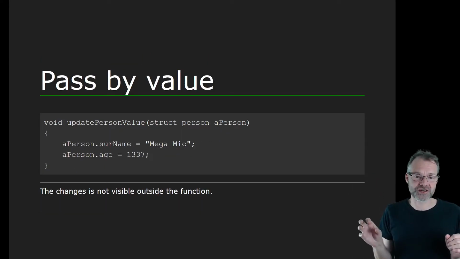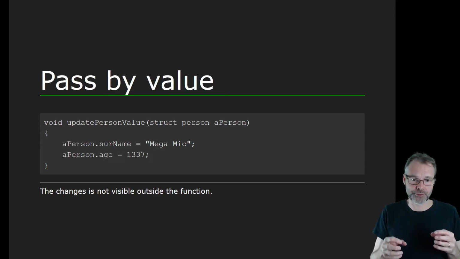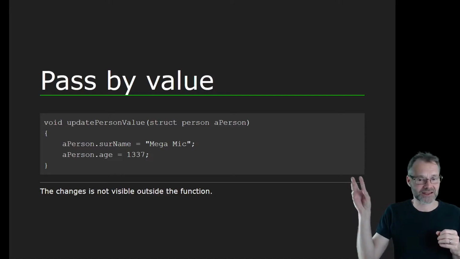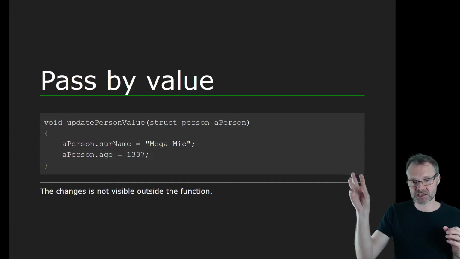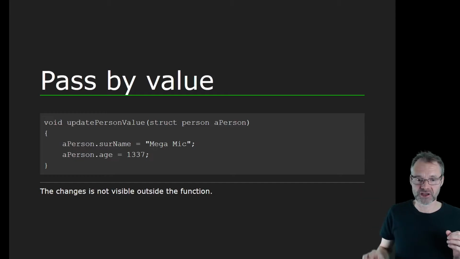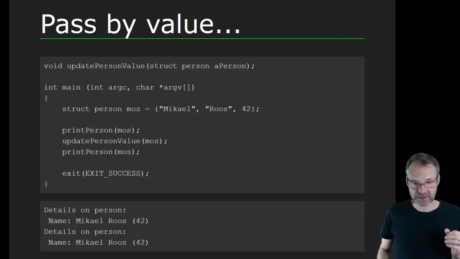So this is the first one. Here I'm going to pass by value. The struct is copied into this function, and I am trying to change it here, but these changes will not be visible outside of this function because this is just a copy of the struct, so I can't change it.